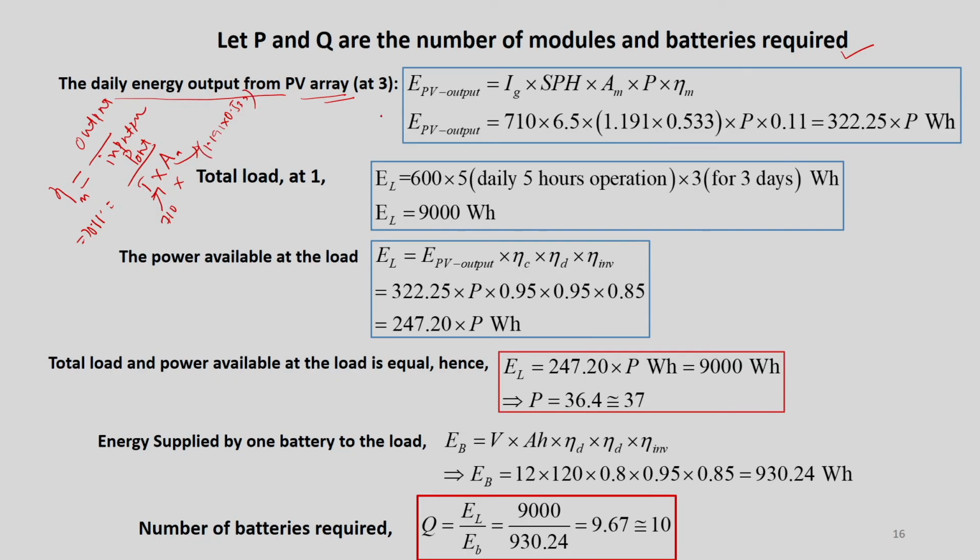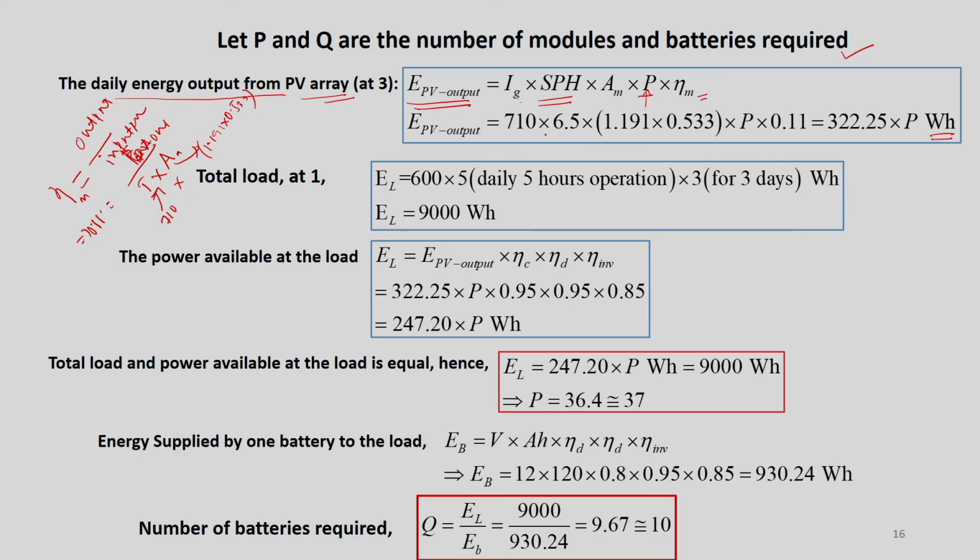So, that is how this E, or I can write this E_out, E_PV,out, what I am representing here, is the global radiation I_g multiplied by sun peak hours into A_M into P into eta_M, because P number of modules are present to produce that much power. So, this E output or E_PV output is something like 710 multiplied by 6.5, because we are measuring in watt hour.